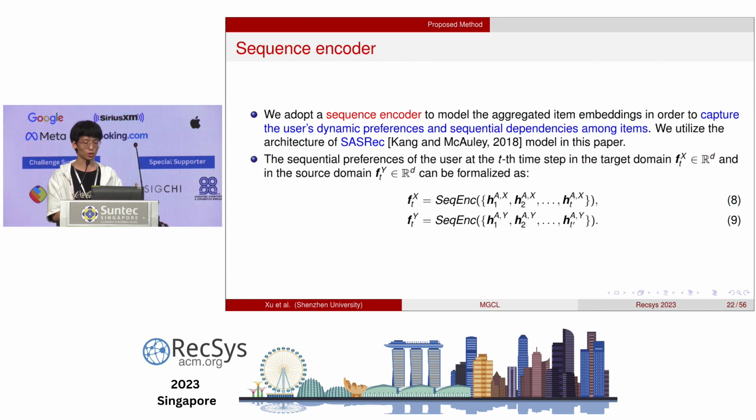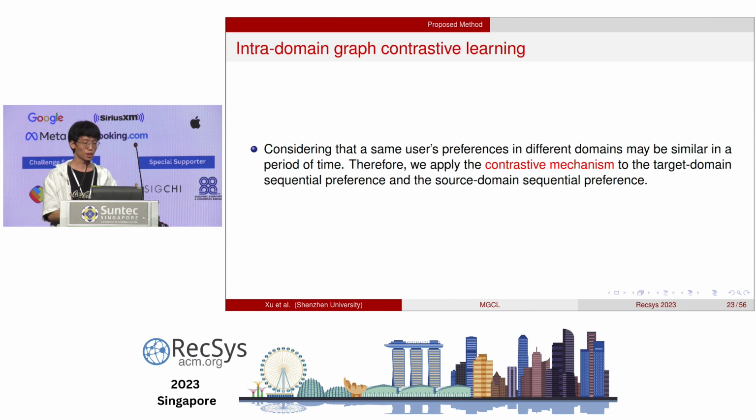Next, we adopt a sequence encoder to capture the user's dynamic preference and sequential dependence amongst items. In this paper, we utilize the architecture of SASRec model. Considering that some users' preferences in different domains may be similar in a period of time, we apply the contrasting mechanism to the target domain and the source domain sequential preferences.